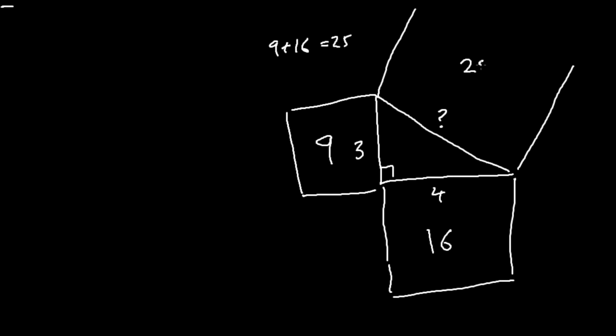So if this large square here is 25, what's the side going to be? If you know your 5 times table, 5 times 5 is 25. So now we can use this data to find out the length of that side of the triangle.